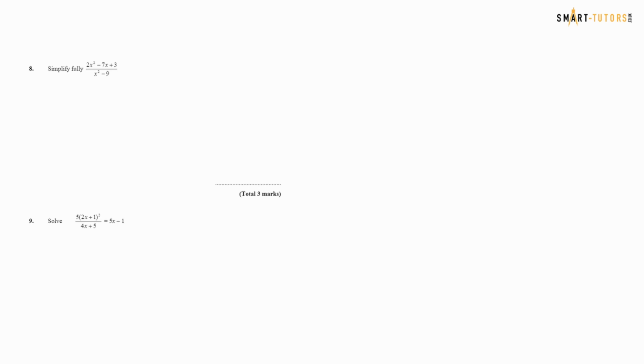Question number 8. Simplify fully. There's a quadratic on the top and x squared minus 9 at the bottom. So factorize the top one. So first of all, 2x squared minus 7x plus 3. So 2 times 3, which is 6. Factors of 6 are 1 times 6, 2 times 3. The sign is plus, so you need to add the factors. 6 plus 1 is 7. That is the correct answer, and this is not the correct factor.